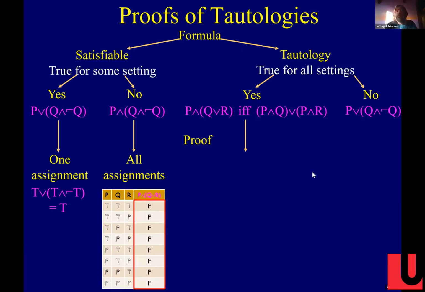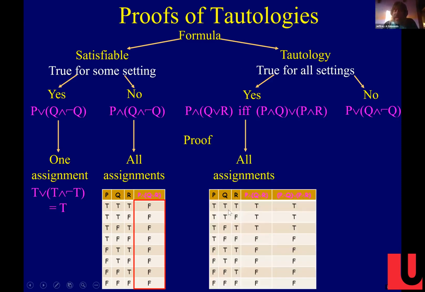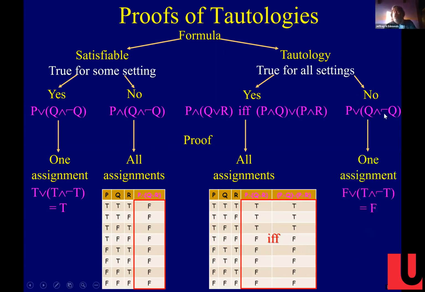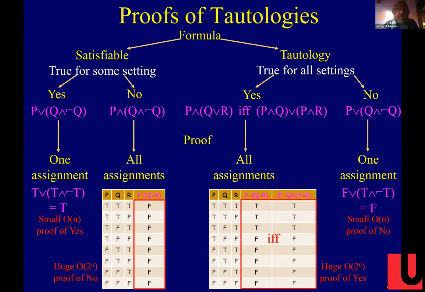So how do I prove that some sentence is a tautology? Well, I have to prove that for every assignment, the left side is true if and only if the right side is true. For every assignment, the thing is true. Now, how do I prove something is not a tautology? Well, I just give one assignment in which it's false. Everybody get that?